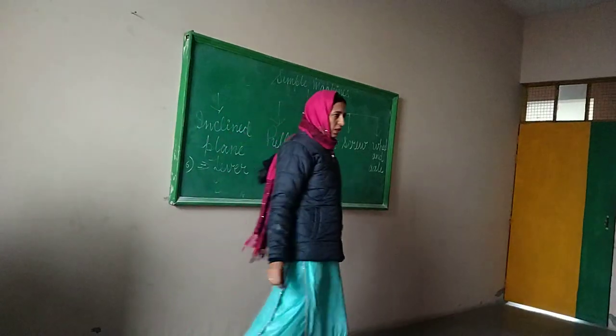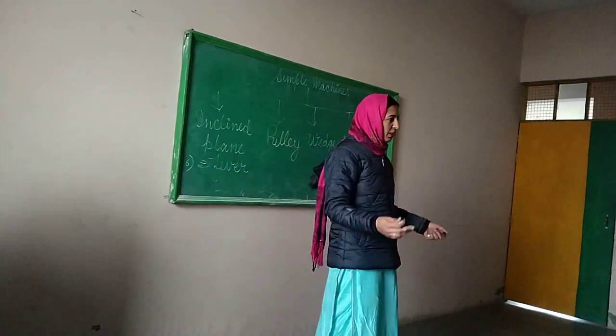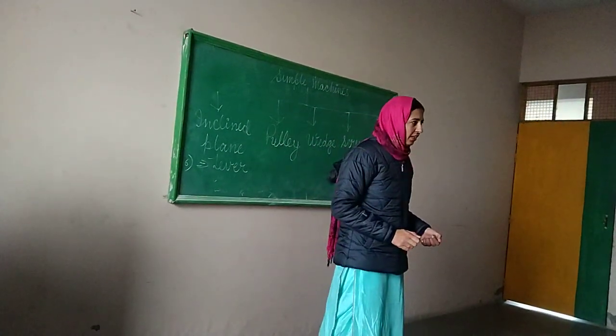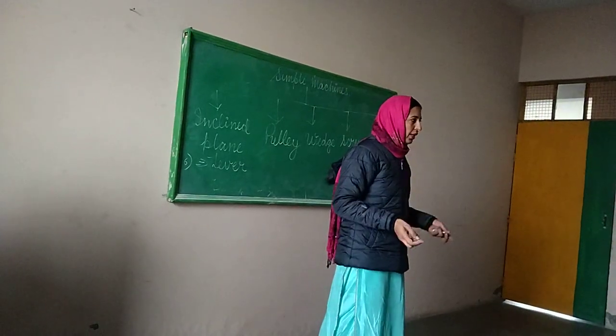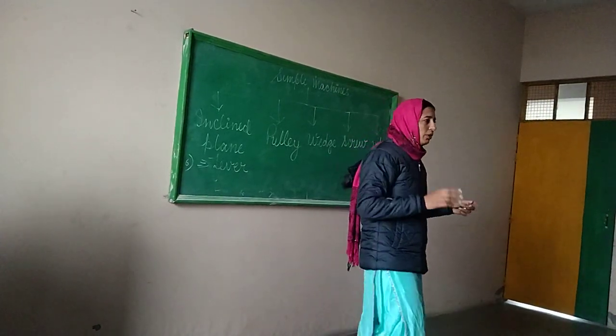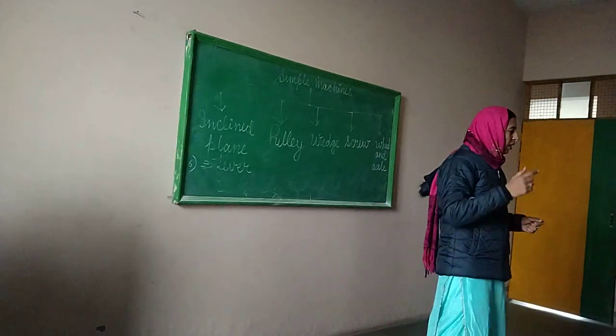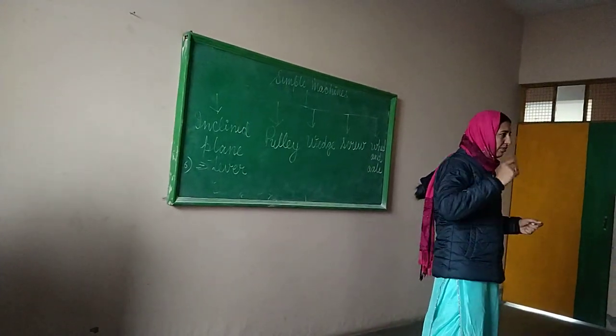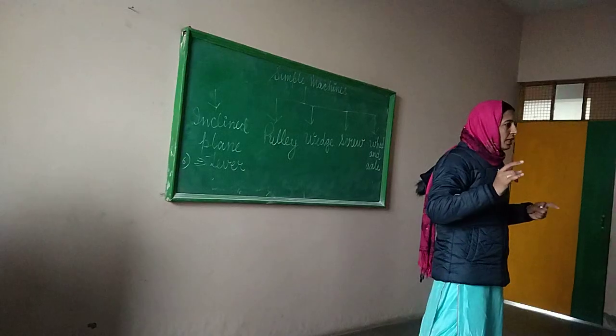What is a lever? A lever is basically a simple machine that is connected to a fixed point and has a movable part. That is called a lever. A lever helps us to lift loads easily.